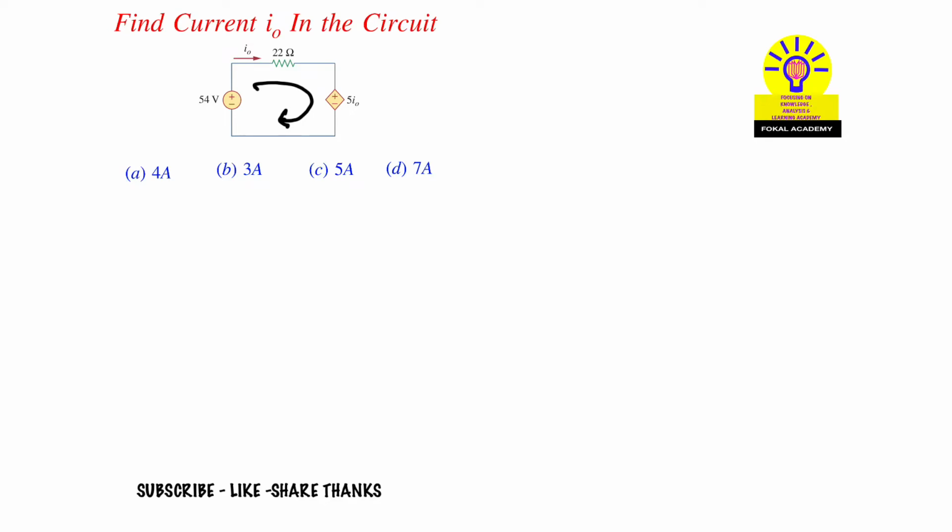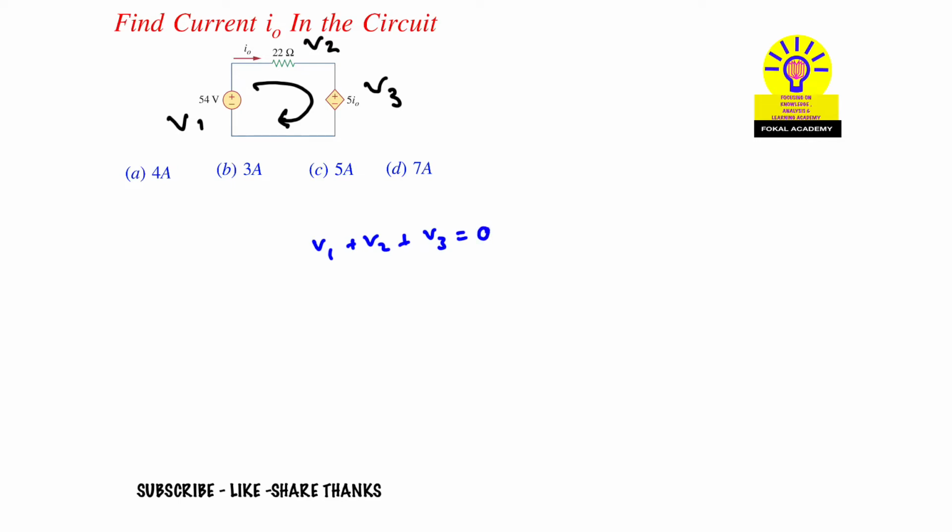So let's consider that here the voltage is V1, here V2 voltage, and here V3 voltage. According to KVL, we know that the sum of all voltages in the loop is equal to 0. So that is V1 plus V2 plus V3 equal to 0.